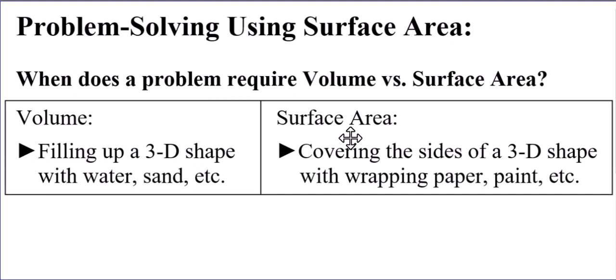Surface area is covering the sides of the 3D shape. Now, examples could be wrapping paper, like wrapping a box, or maybe painting a 3-dimensional figure, so all the outside faces are being painted. Those are ideas of surface area.